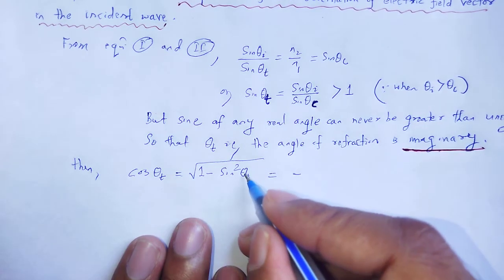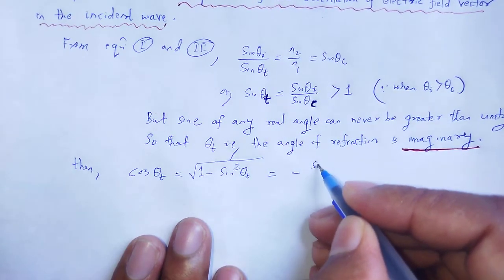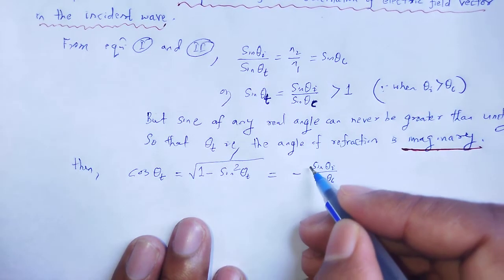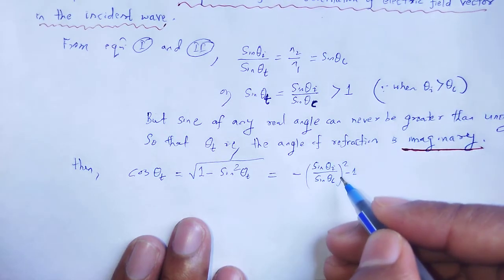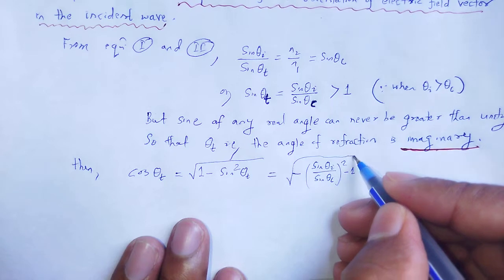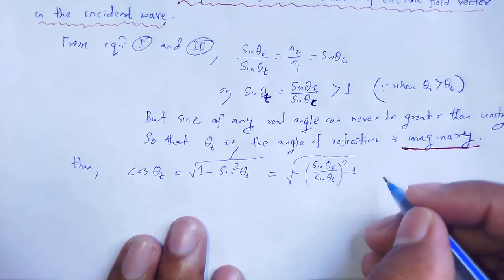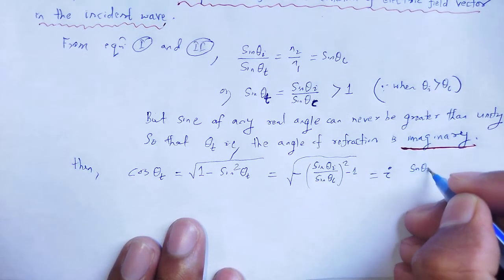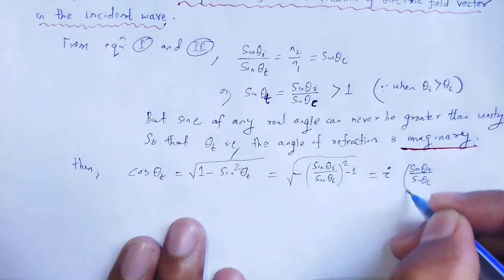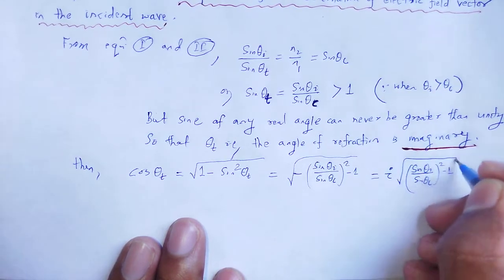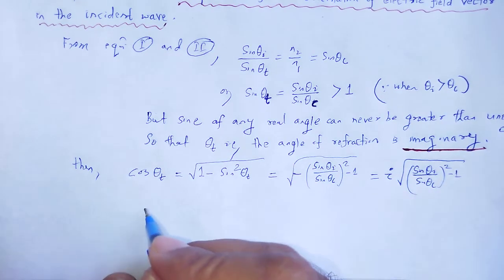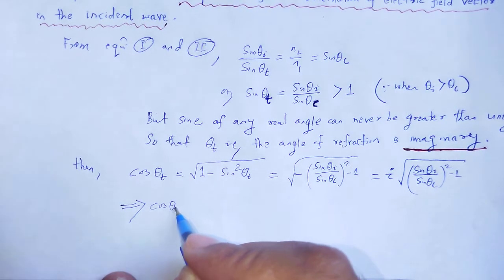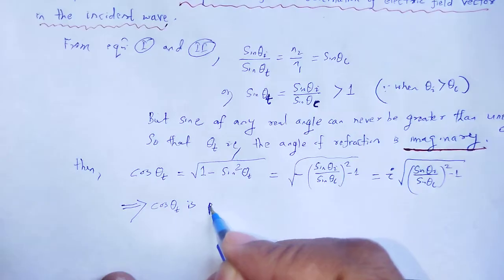Taking minus as common, in place of sin theta t we put its value as sin theta I divided by sin theta c, so the square root of (sin theta I divided by sin theta c) square minus 1, times the square root of minus 1, as I say that is an imaginary number. The term square root of (sin theta I divided by sin theta c) square minus 1 indicates cos theta t is purely imaginary.